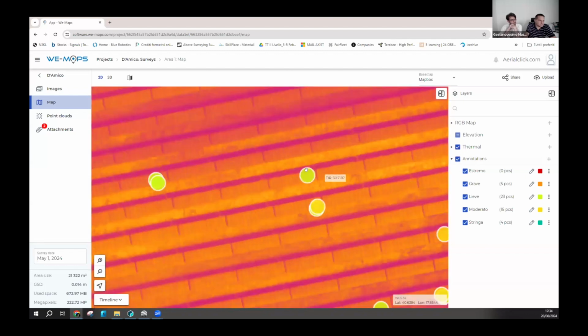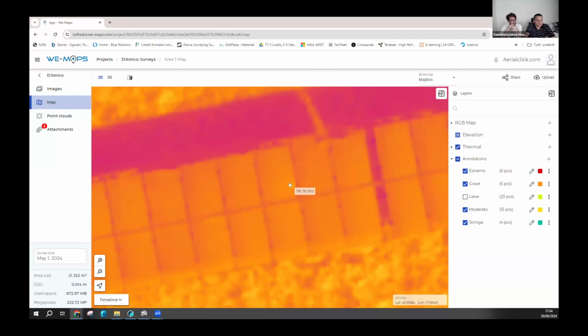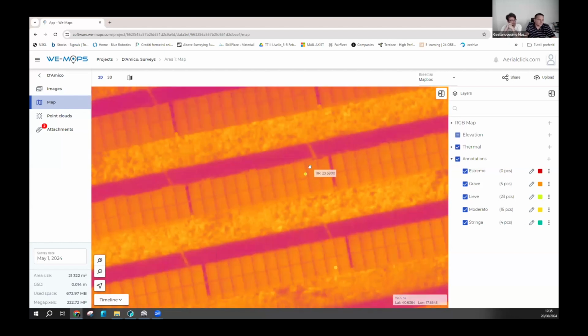And just looking on the solar plant, we can see what is the temperature on the point of interest. In this case, it's 36 degrees, and the temperature in the center of the panel is more or less 31 degrees. So we can say that the defect is not so important. It's a low level defect.